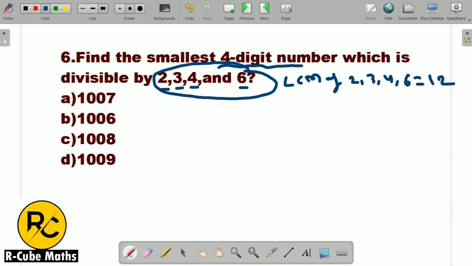Based on the options we can find it easily. Here the smallest 4-digit number should be divisible by 4. So what is the divisibility rule for 4? The last digits of the given number should be divisible by 4.